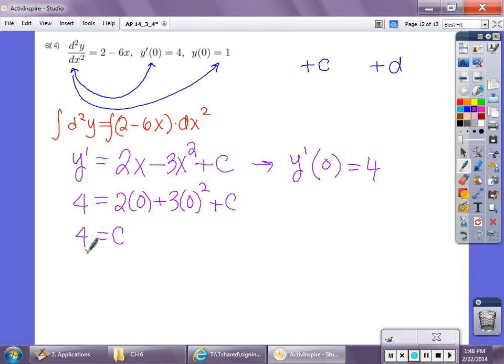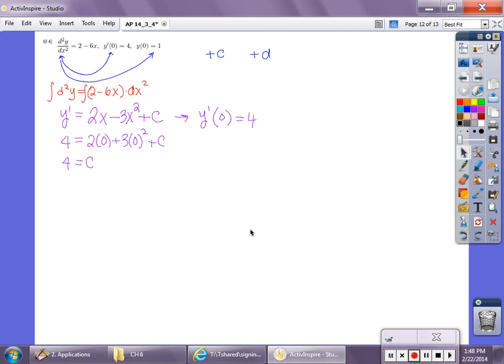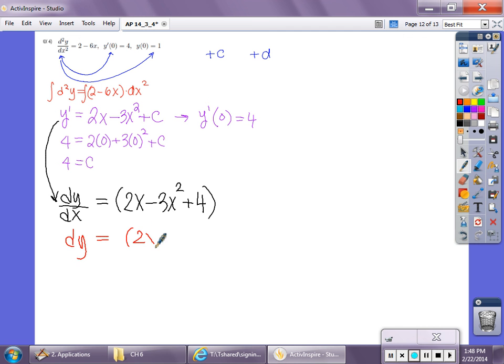Okay, so here, I'm going to do my second integration, and I'm going to say that y prime, which I'm going to go back to the notation of dy dx, and then I'm going to write 2x minus 3x squared plus 4, my c value was 4. So you do actually have to solve for your c value before you try to do the second integration. So next piece, I'm going to multiply the other side by dx, and then I'll integrate.